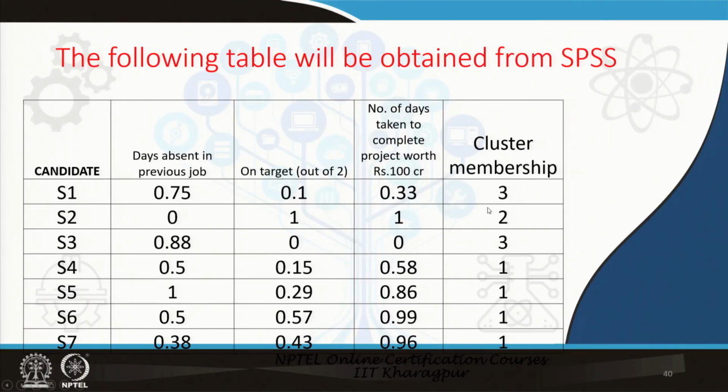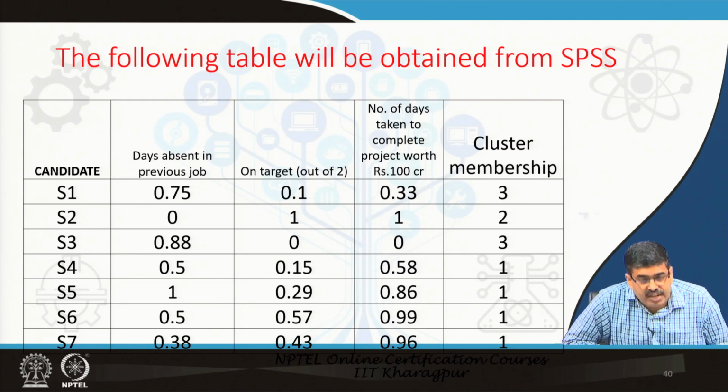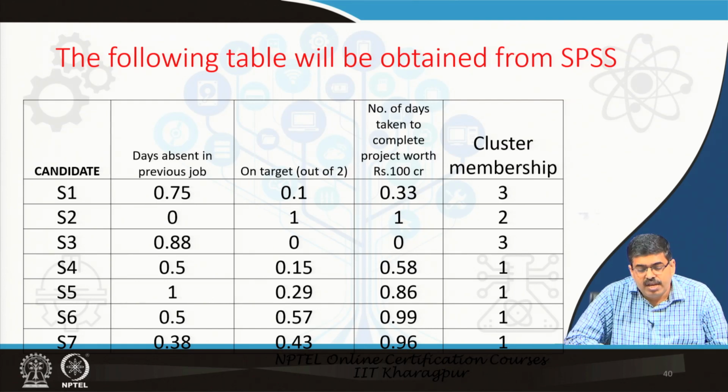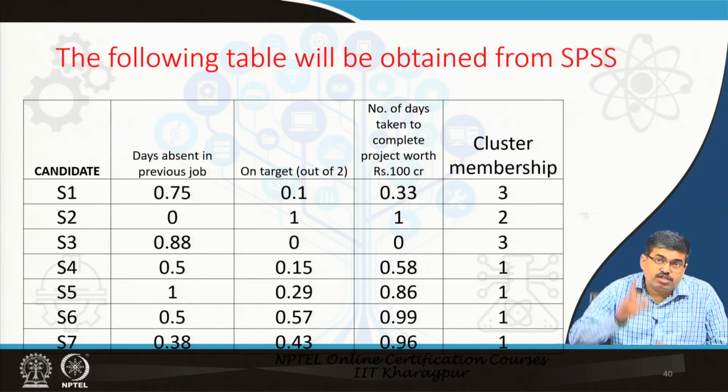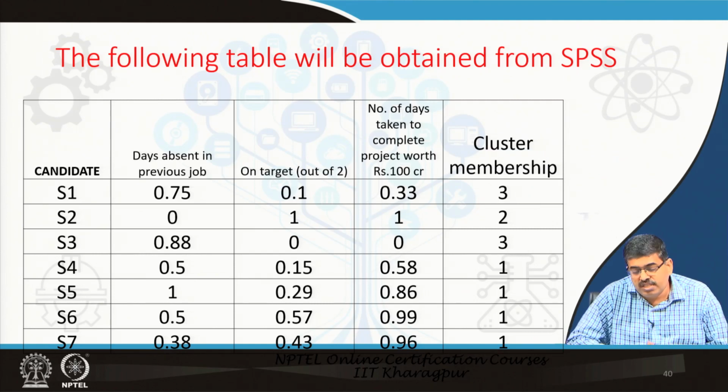So, see candidate 1, look at it very carefully. I am reading it out: candidate 1, days absent in previous job, on target, number of days taken to complete the project work. This was the data that I gave SPSS, and I mentioned that I need 3 clusters. SPSS has come up with cluster membership 3 for candidate 1 in the last column. That means he is in cluster 3.